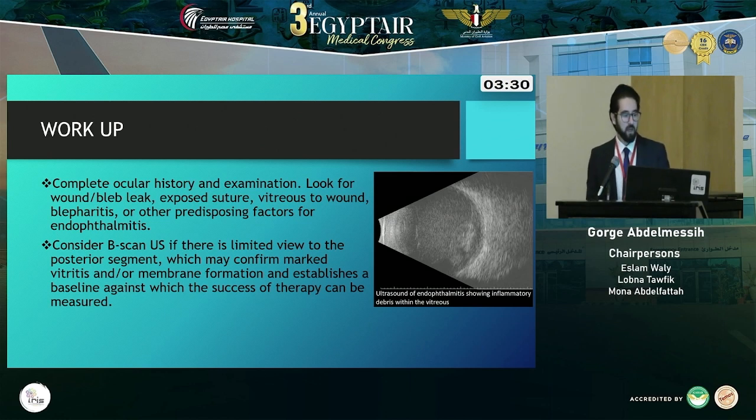Workup: complete ocular history and examination. Look for wound or bleb leak, exposed sutures, vitreous to wound, blepharitis, or other predisposing factors for endophthalmitis. Consider B-scan ultrasound if there is limited view to the posterior segment, which may confirm marked vitritis and/or membrane formation and establishes a baseline against which the success of the therapy can be measured.